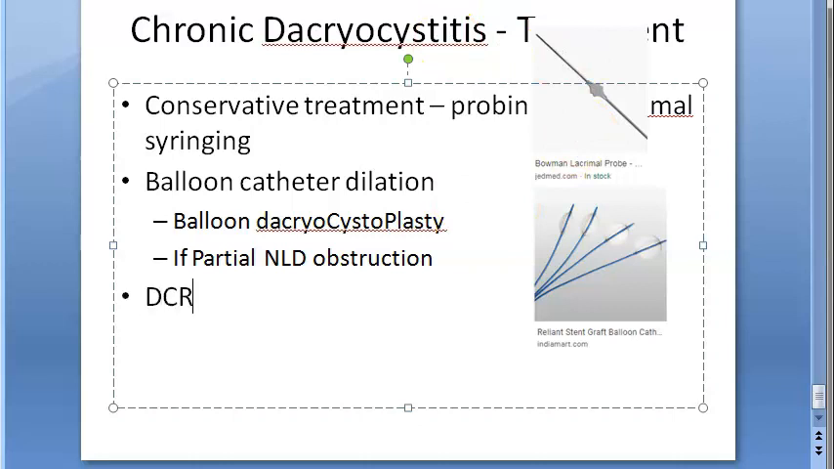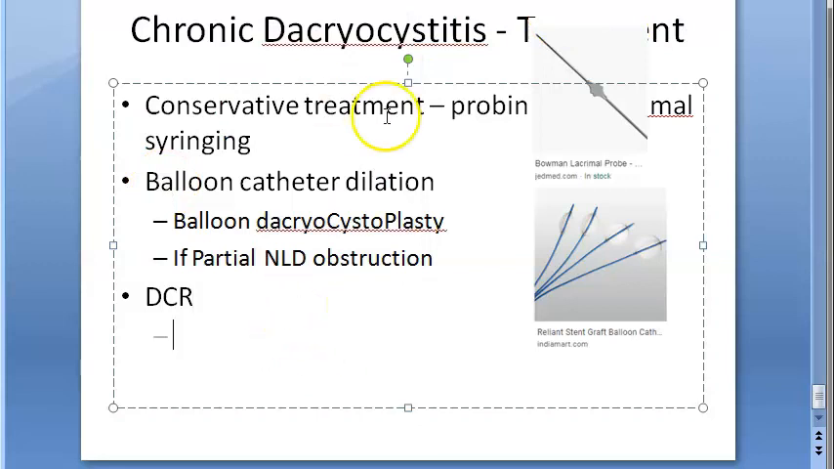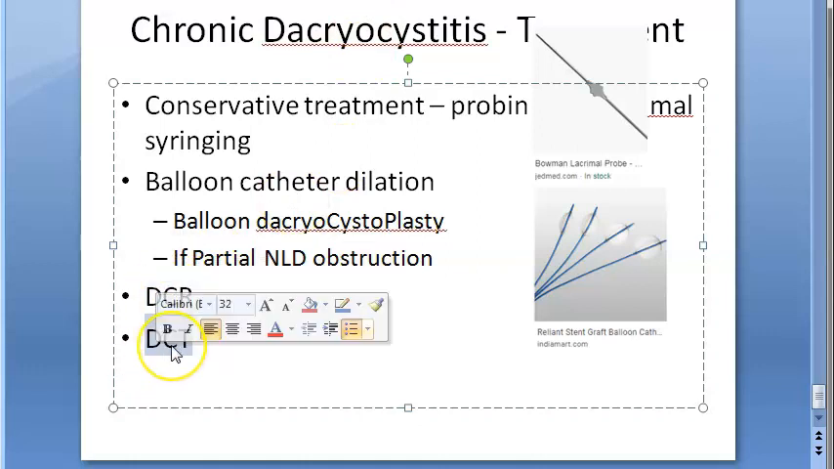Next is dacryocystorhinostomy, which you've heard many times. You bypass the obstruction and re-establish the lacrimal drainage. Before doing this procedure, you should always make sure that the infection is controlled by topical antibiotics. Then you have the dacryocystectomy, the DCT. Only when DCR is contraindicated, they will do a DCT.